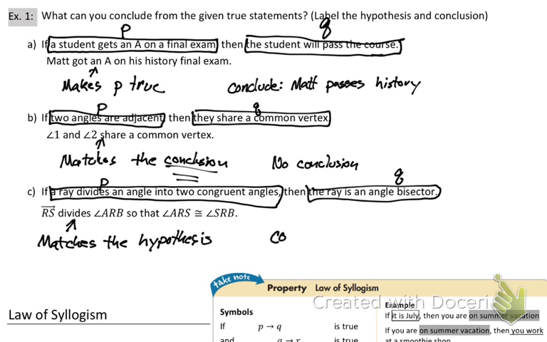So can we conclude something? What can we conclude? Yeah, we just got to fill RS in for this blank ray because it just says the ray. In this case, our ray is RS. So our conclusion is RS is an angle bisector.